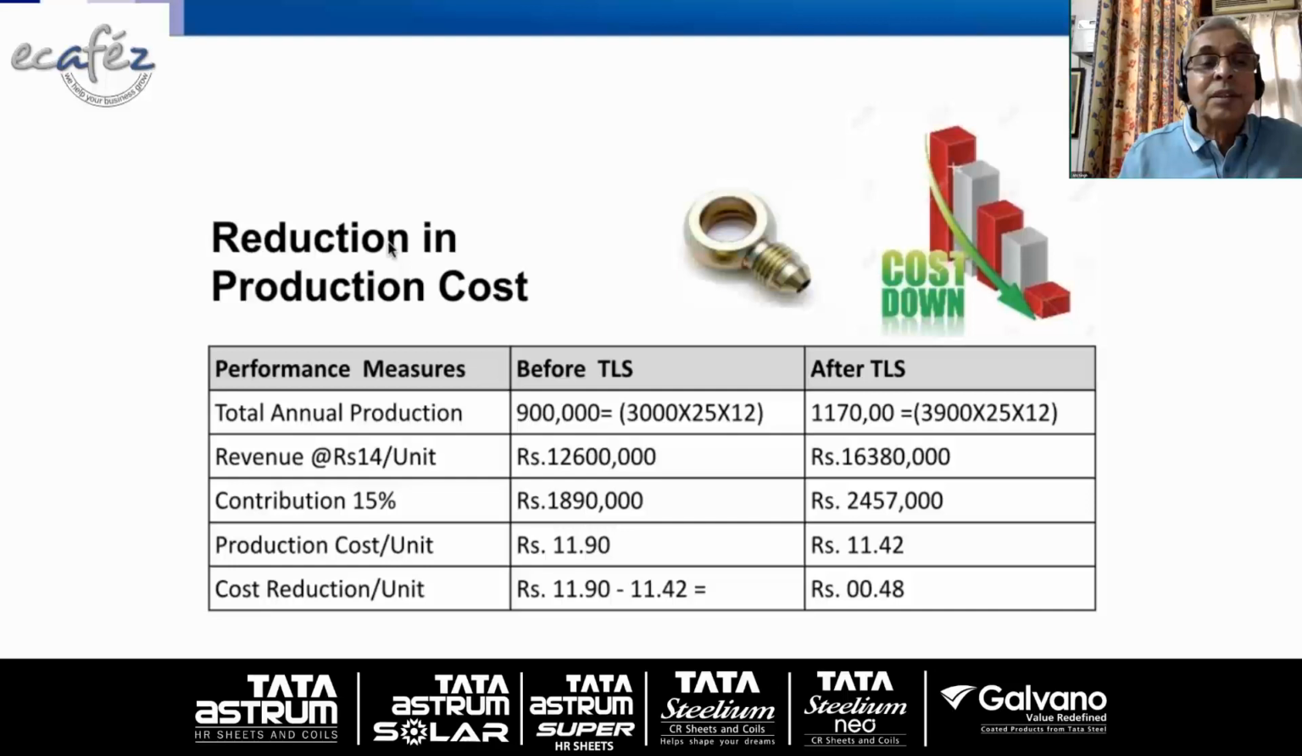Revenue was 14 per unit. The production cost 11.90 per unit, and after TLS, it reached 11 rupees 42 paise per unit. So a reduction of 48 paise per unit was achieved by improving the productivity.